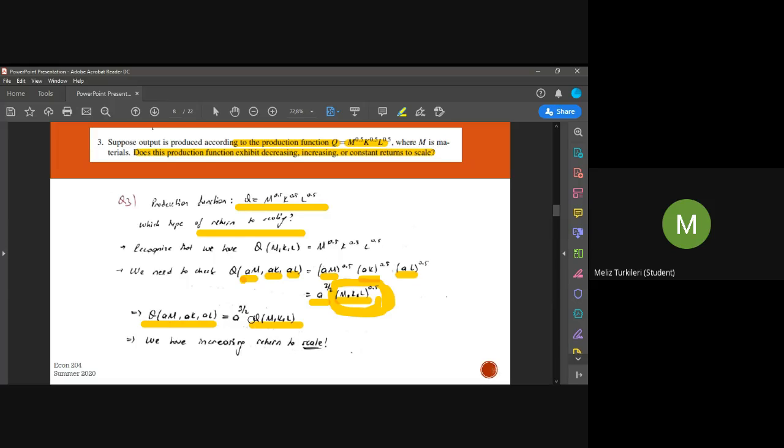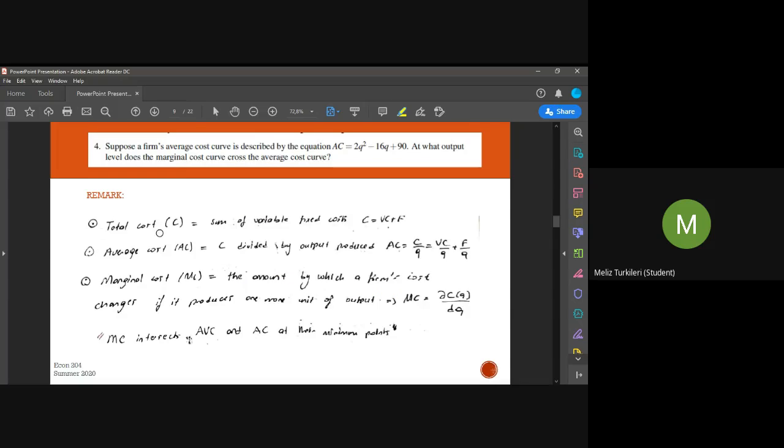Since this level is higher than A times the initial output level, we can argue that we have increasing return to scale. And I assume that this A is a positive number, a positive constant. So since this part is higher than A, I can argue that this is increasing return to scale. That's all. I use the same argument. Let's go on with the fourth one.